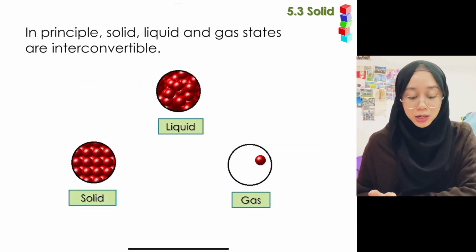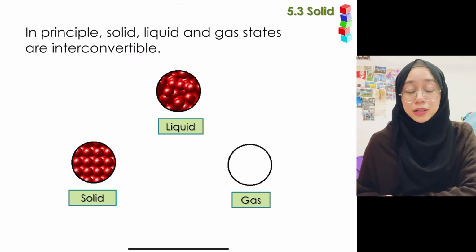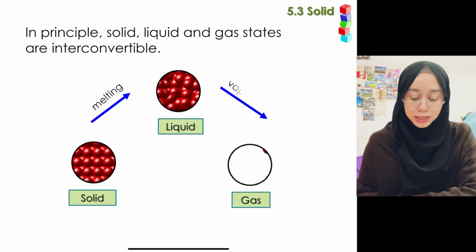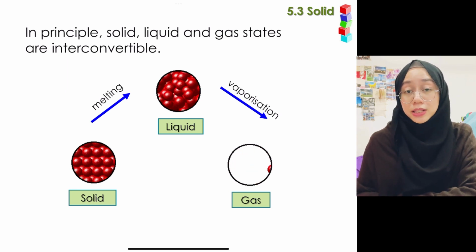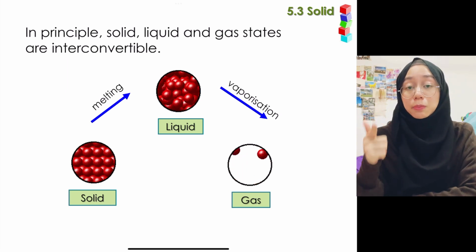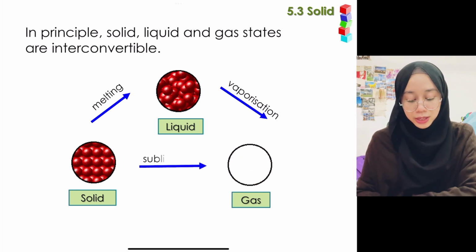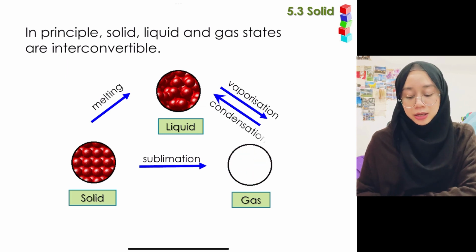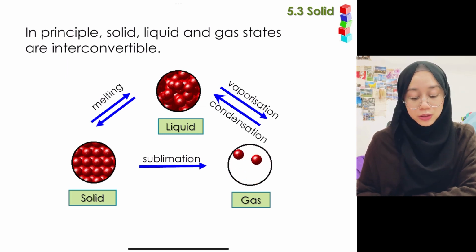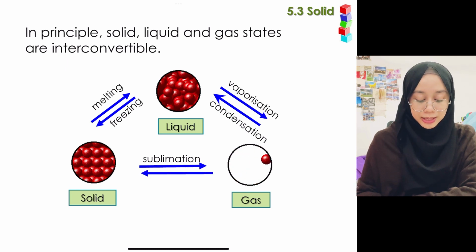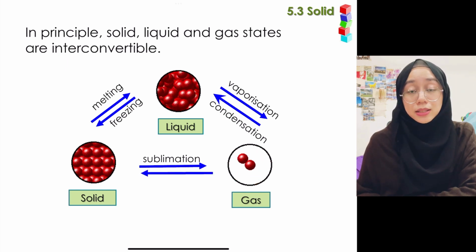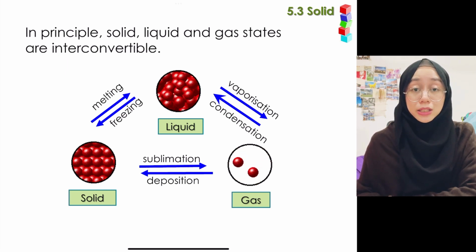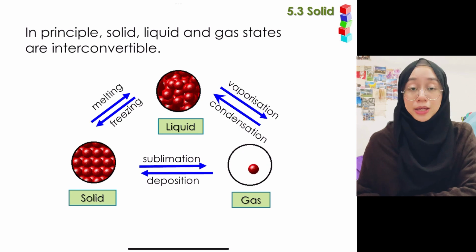So in principle, solid, liquid and gas states are interconvertible. Kalau daripada solid to liquid, it is a melting process. Liquid to gas is a vaporization, whereby vaporization terbahagi lagi kepada dua. We have evaporation and boiling. Okay, and then daripada solid to gas, it is what we call the sublimation. And daripada gas to liquid, that is a condensation process. Liquid to solid is a freezing process, and gas to solid, we can also call it a sublimation, but there's a new term here, we call it the deposition. But if you want to call it a sublimation pun masih okay je sebenarnya.